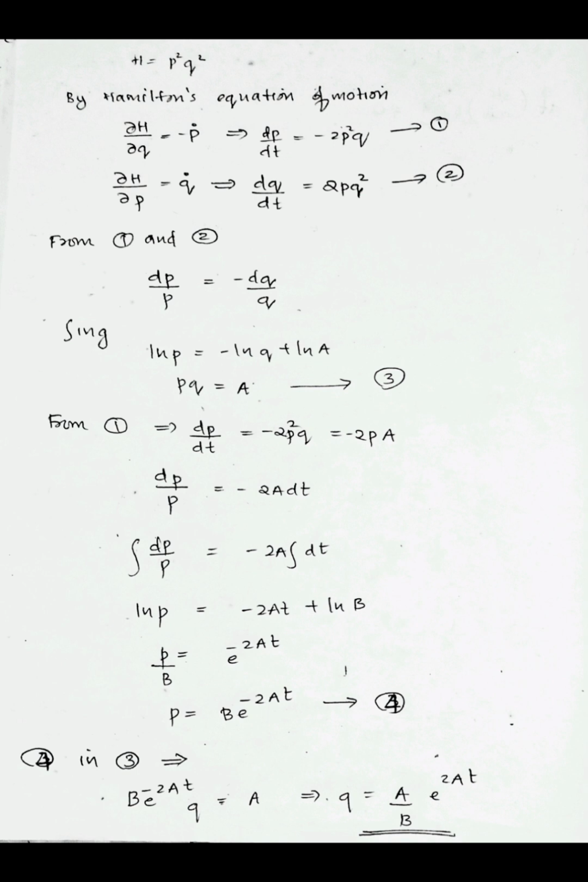From equation 1, dp/dt is equal to minus 2p square q, that is equal to minus 2pa. That is dp/p is equal to minus 2a dt. Integrating, we get integral of dp/p is equal to minus 2a integral of dt. That is ln p is equal to minus 2at plus ln b. Here b is a constant. p/b is equal to e raised to minus 2at. That is p is equal to b e raised to minus 2at. This is equation number 4.